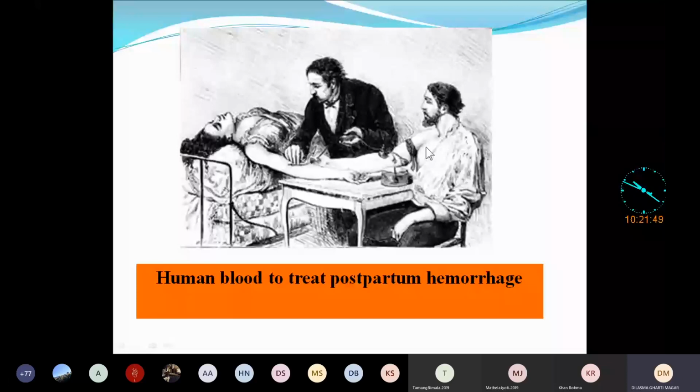The person is sitting here on a chair, and then his blood was transfused. So the female also survived, and this person who gave the blood also survived. So only at that time did the concept come that blood should be transfused from one human to another human, but not from animal to human or human to animal. So few experiments did not become successful. Finally, this became successful.